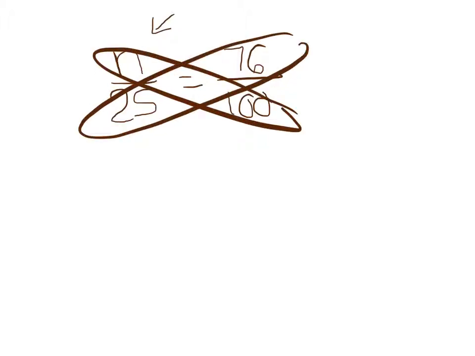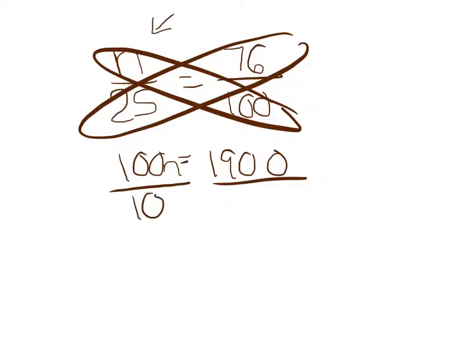Same routine, solve it, and you get 100n is equal to 1,900. Divide, and that leaves you with n is equal to 19. So 19 students brushed their teeth.